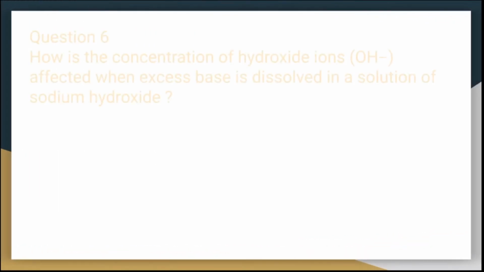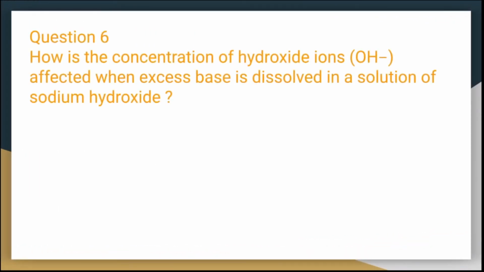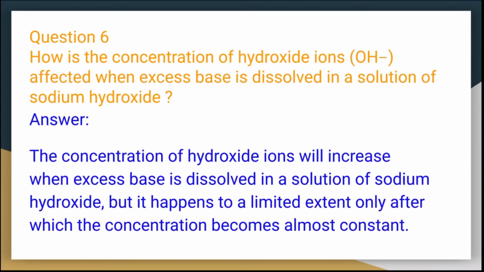Next we have, how is concentration of hydroxide ions affected when excess base is dissolved in a solution of sodium hydroxide? The concentration of hydroxide ions will increase when excess base is dissolved in a solution of sodium hydroxide, but it happens to a limited extent, only after which the concentration becomes almost constant.